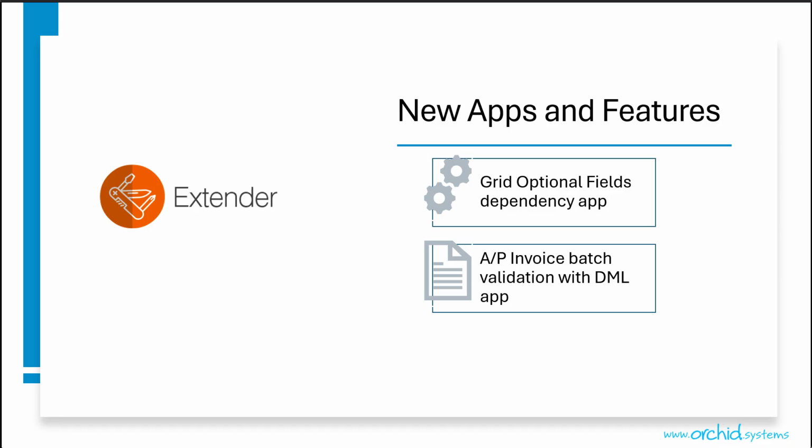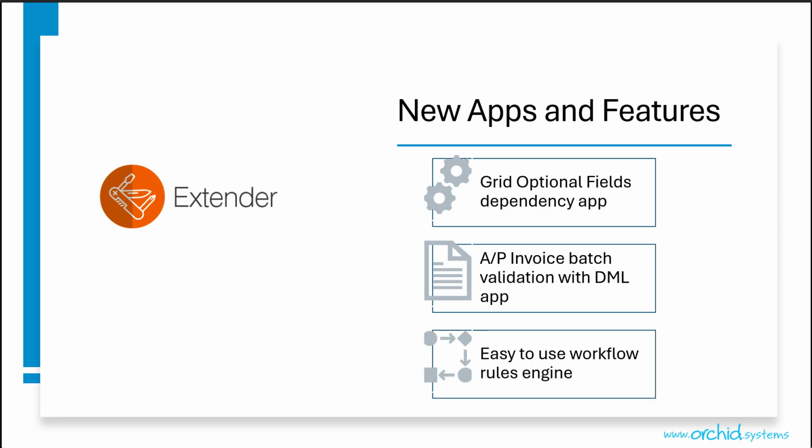We're also going to release soon an Extender app to validate that all entries in an AP invoice batch have a document attached in Document Management link. But the major new feature in the next Extender product update is the new Workflow Rules engine. And this is what we will focus on in the main part of the webinar.